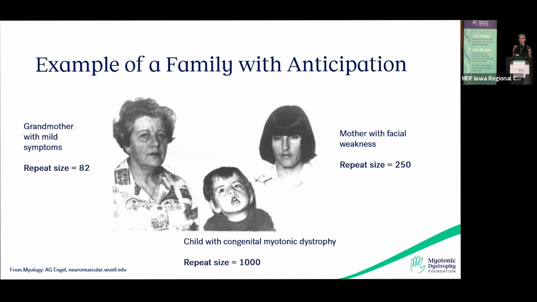Just for an example, these are not the actual repeat sizes from this family, but just to show you what this could look like. The grandmother could have a repeat size of 82, and then her daughter, it increases to 250, and then with the grandchild, 1,000.